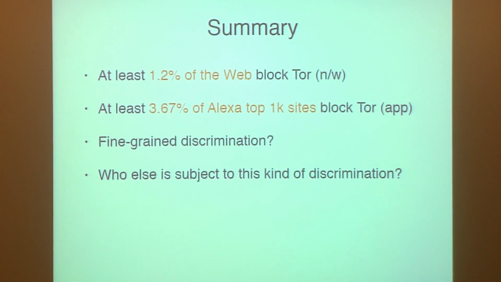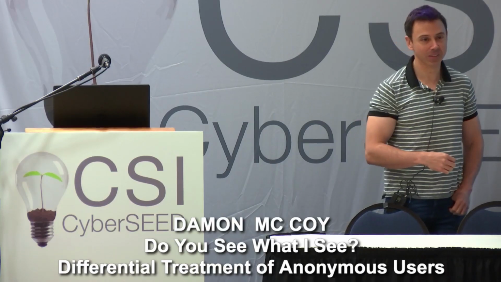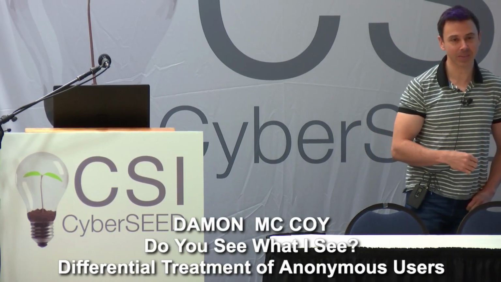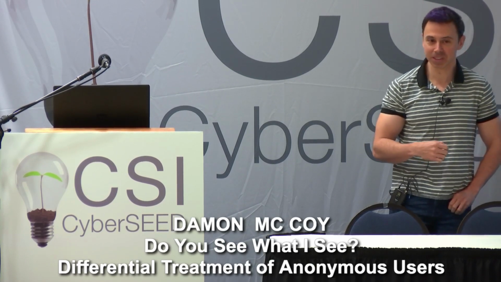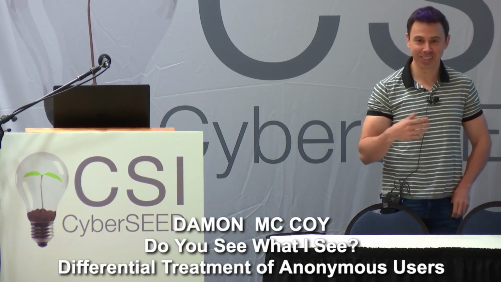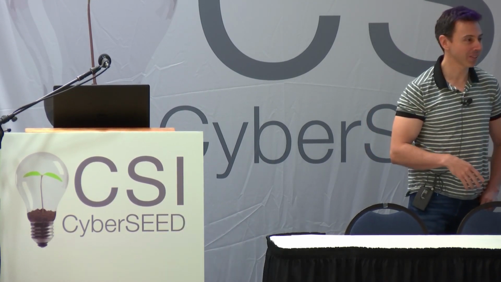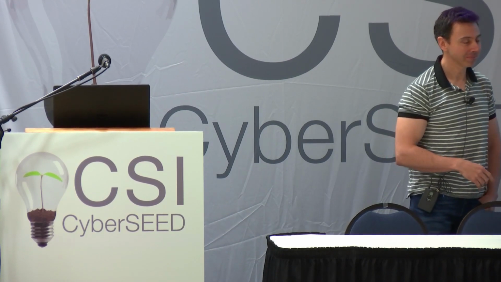And so to wrap up, we see at the network layer that about 1.2% of the web is currently blocking Tor, and at least 3.6% of the Alexa top 1K sites are also blocking Tor. And unfortunately, it looks like an increasing issue for Tor users, but a difficult one to have a great solution for. So I'm not sure how much time I've left, but if I have any time left, feel free to ask any questions.